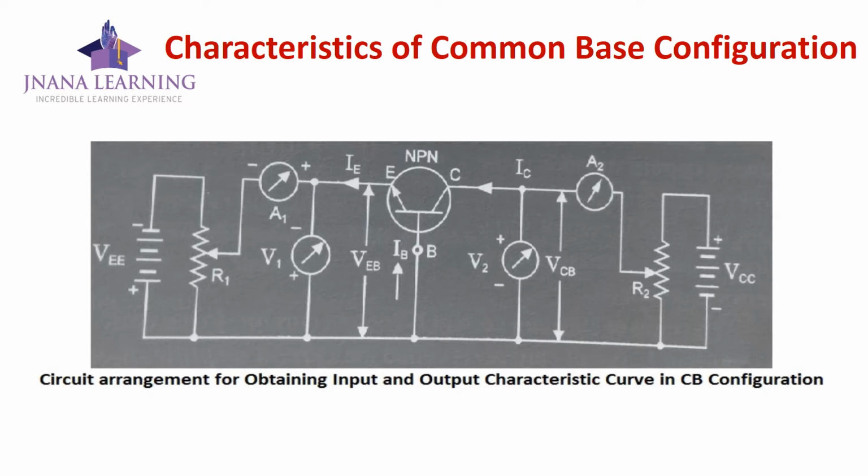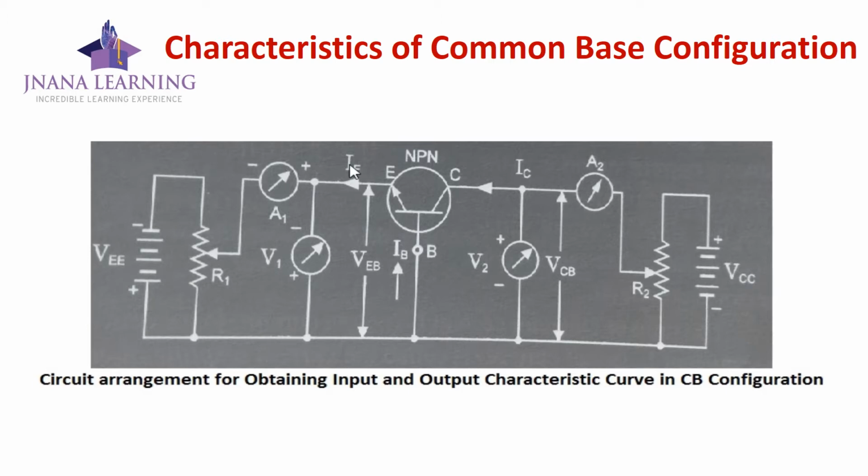Here is shown the circuit arrangement for obtaining the input and output characteristic curves in common base configuration. Both can be determined from this same circuit arrangement. As it is a common base configuration, as we have already discussed, the base is common for both input and output. Voltmeters are connected to obtain the voltage values, and ammeters are connected for obtaining the DC current values, and the biasing is given.